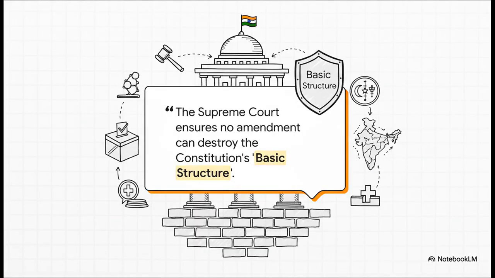But there's one final, ultimate safeguard. The Supreme Court, in a historic ruling, established what's known as the Basic Structure Doctrine. This means that while Parliament can amend the Constitution, it cannot alter or destroy its fundamental pillars. Things like democracy, secularism, federalism, and the rule of law. You can renovate the building, but the foundation is untouchable.